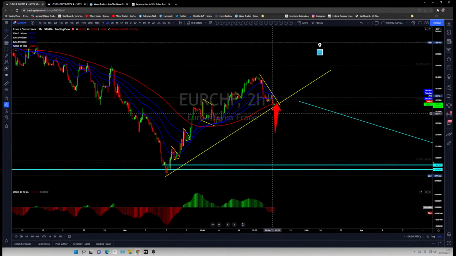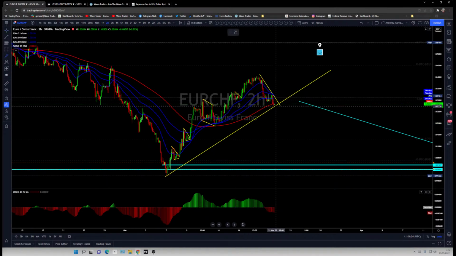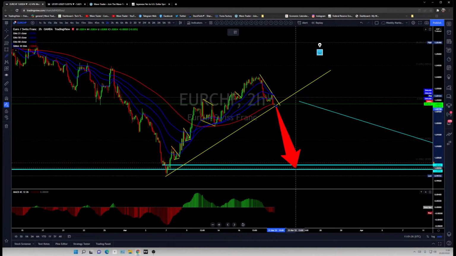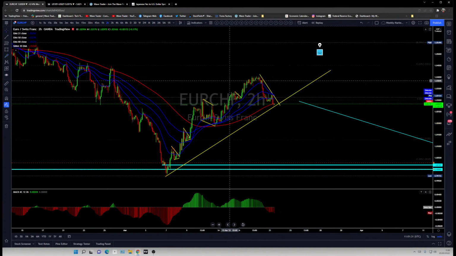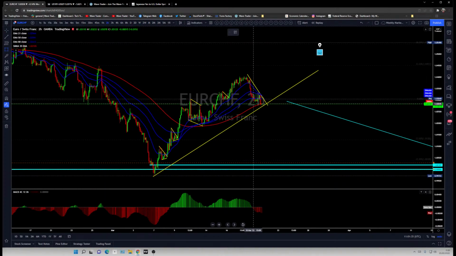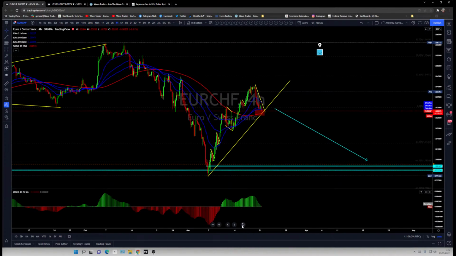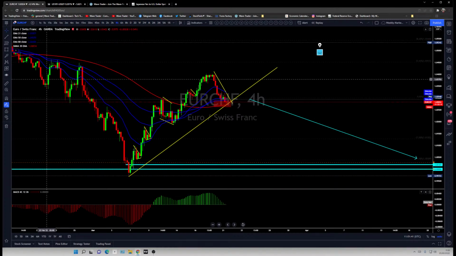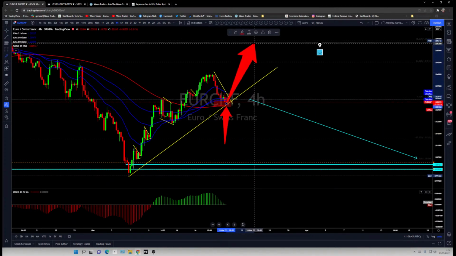So better to wait for the euro chief to fall down, test that $1 mark again, and you are looking for a longer term reversal on it. All right, and if you don't want to wait for that, then you are paying attention at these areas, okay, or that correction to hold the 4-hour time frame moving averages and continue to keep rising from this for more upside.